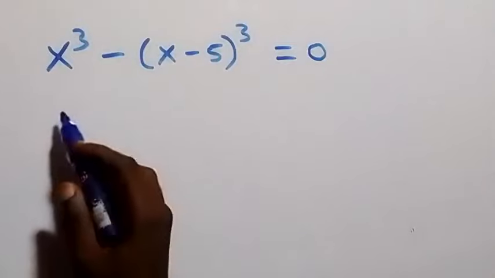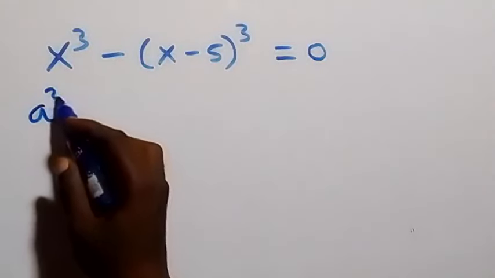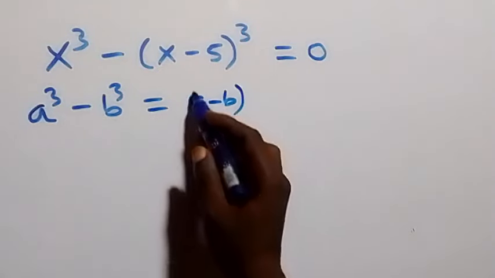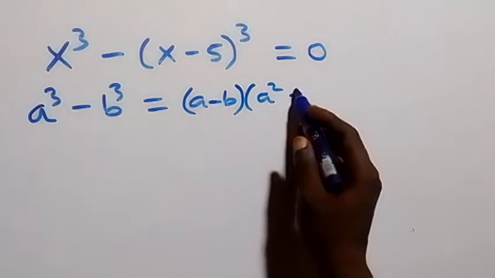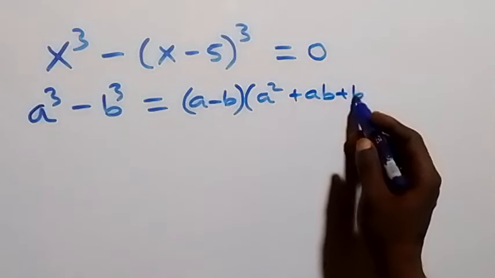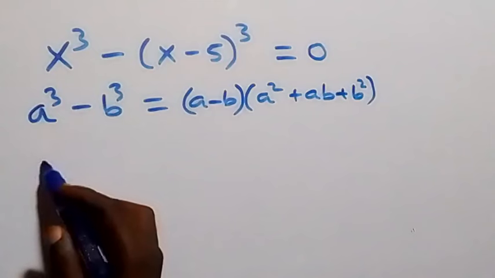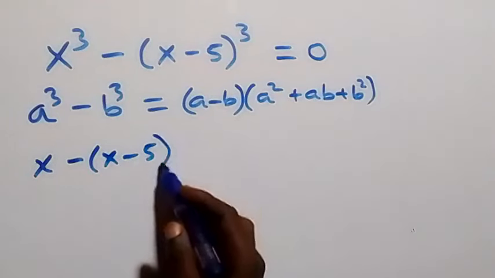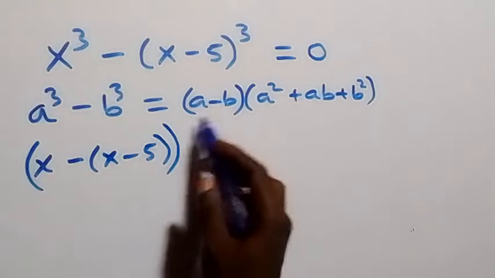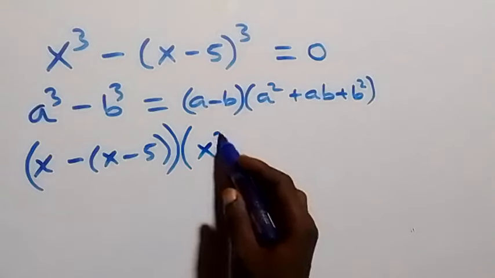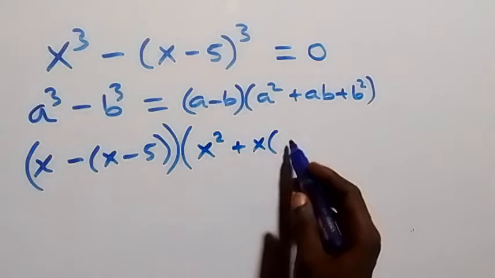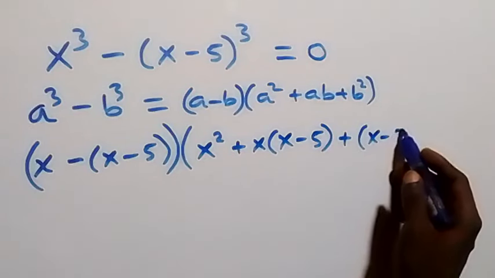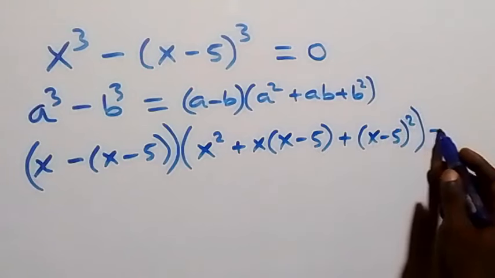Here, when we solve for the other case, we apply the difference of two cubes, that is a cubed minus b cubed, the same thing as (a minus b)(a squared plus ab plus b squared). From what we have here, this becomes (x minus (x minus 5)), that's in the form of a minus b, times (x squared plus x(x minus 5) plus (x minus 5) squared), which equals 0.